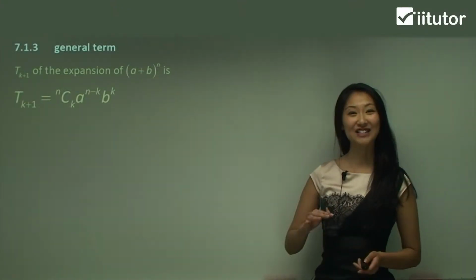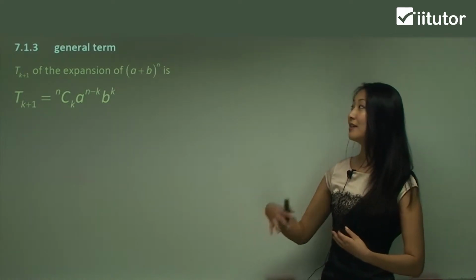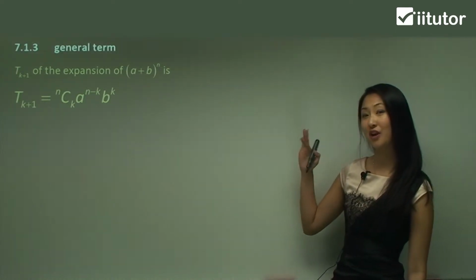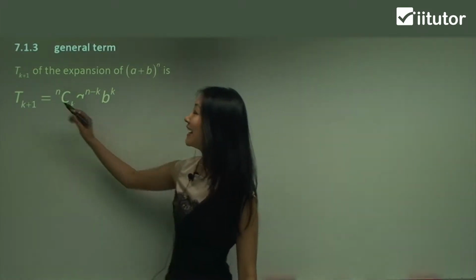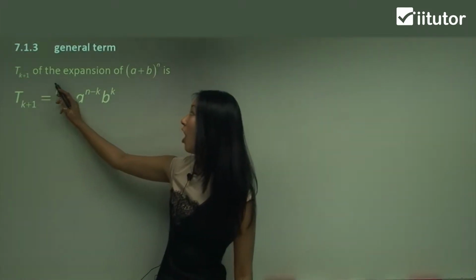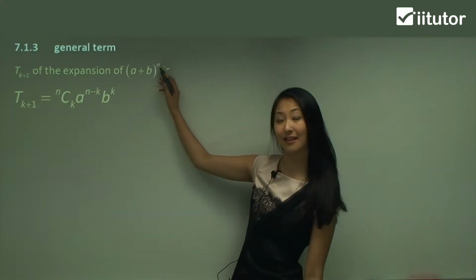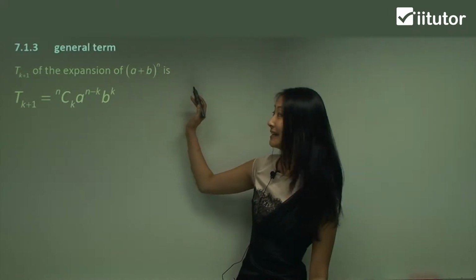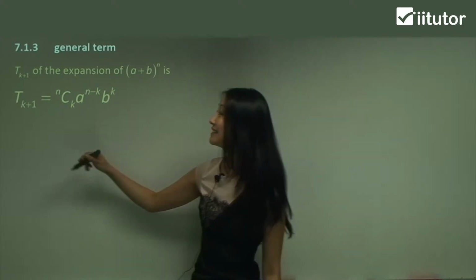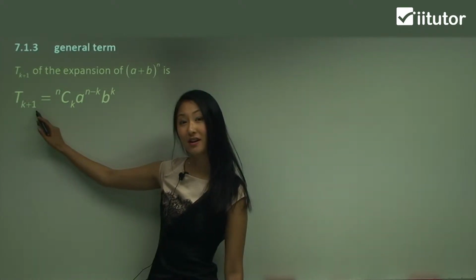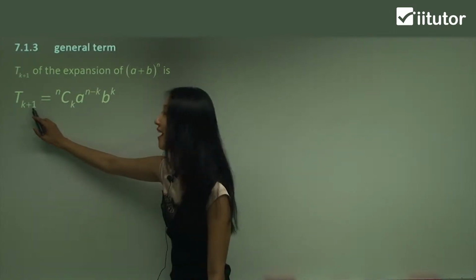Alright, so now let's actually talk about the general term. The previous little module was kind of leading on to this. So this here is what the general term for the binomial theorem is. We have that T_{k+1} of the expansion of (a + b) to the power of n is given to us by this formula here, which is T_{k+1}.